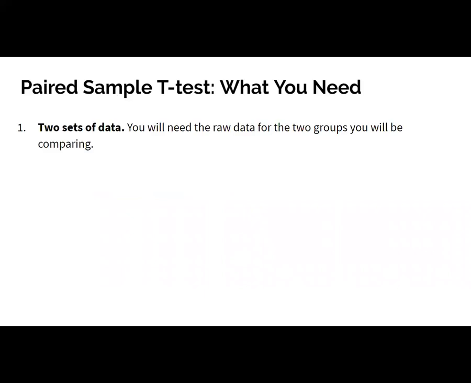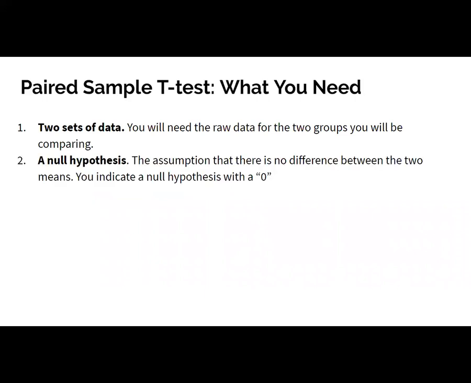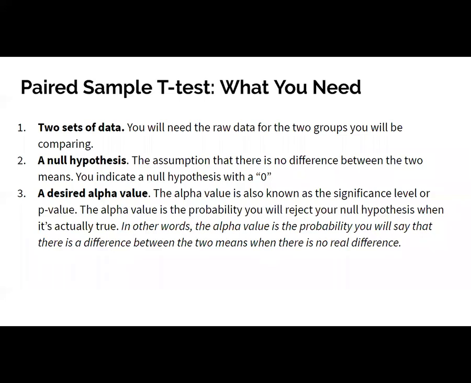Okay, so when it comes to the paired sample t-test, so that was independent. When it comes to paired, this is like the pre-test, post-test, exactly the same people before and after. What you need is very similar. Like I said, it's a little bit easier. So you need two sets of data. You need the null hypothesis, that's exactly the same. And then you need the desired alpha value.